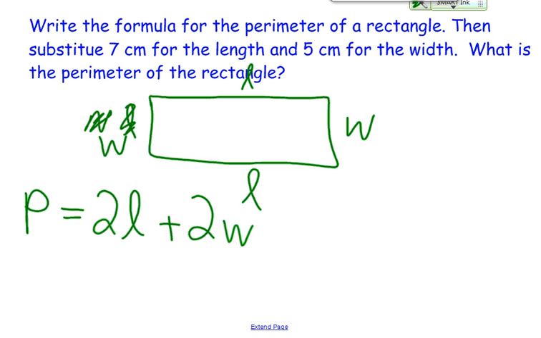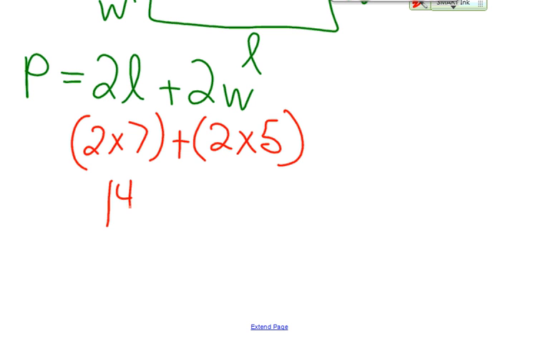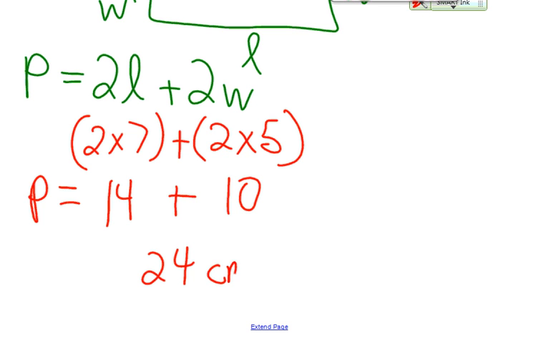Now, the second half of the question says, then substitute 7 centimeters for the length. So I'm going to put a 2 times 7 here, and then add that to a 2 times 5 for the width. So, do my math. That's 14 plus 10, and it's perimeter. 14 plus 10 gives me 24, and we measured in centimeters. So our perimeter of this rectangle is 24 centimeters. The formula, making sure we have that formula memorized.